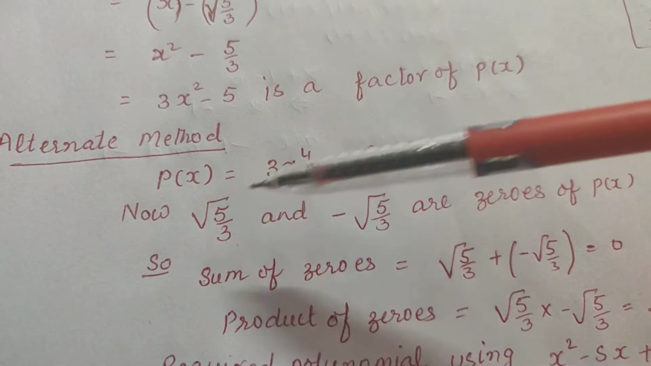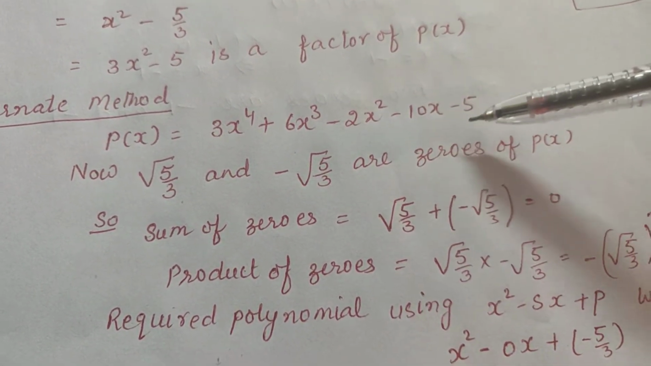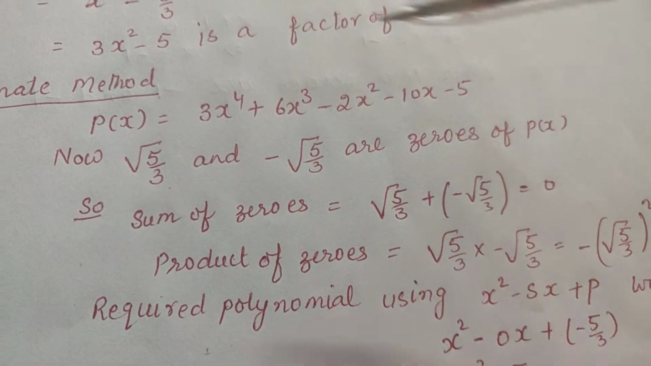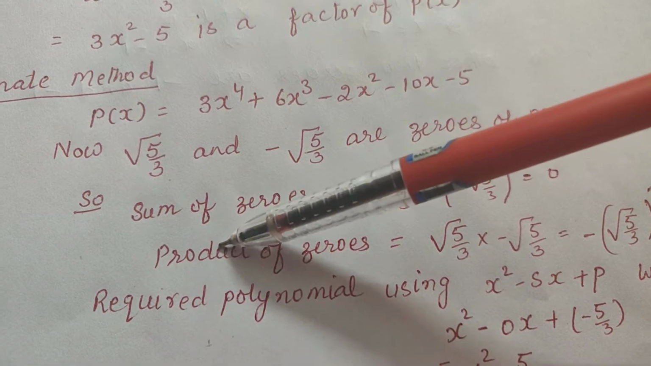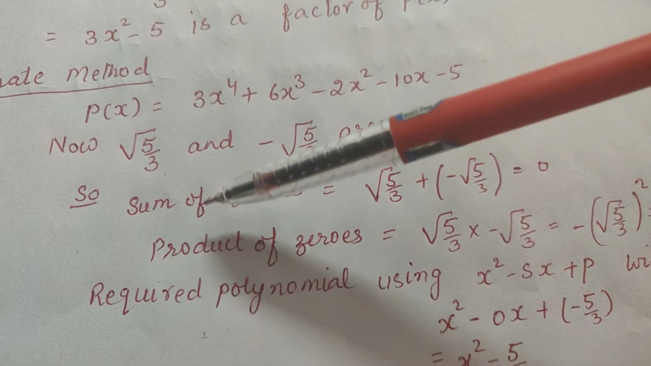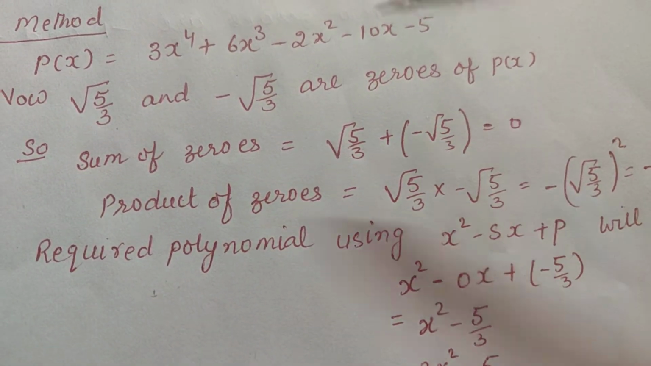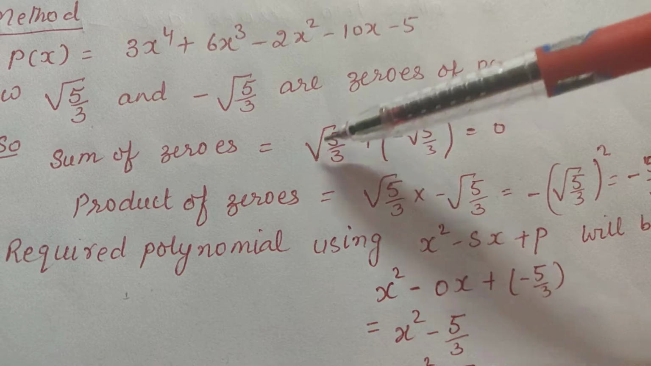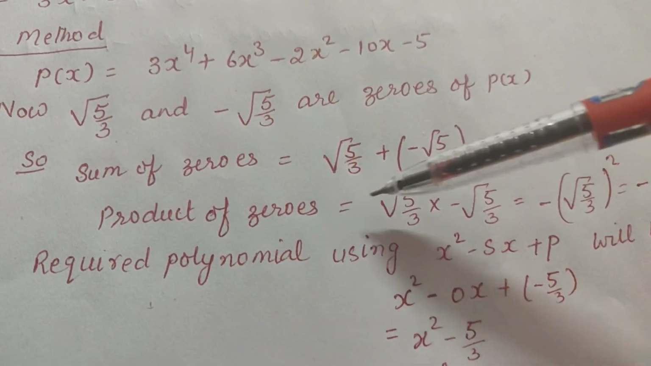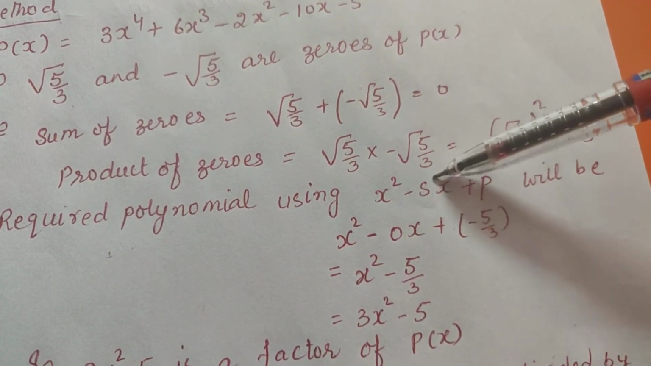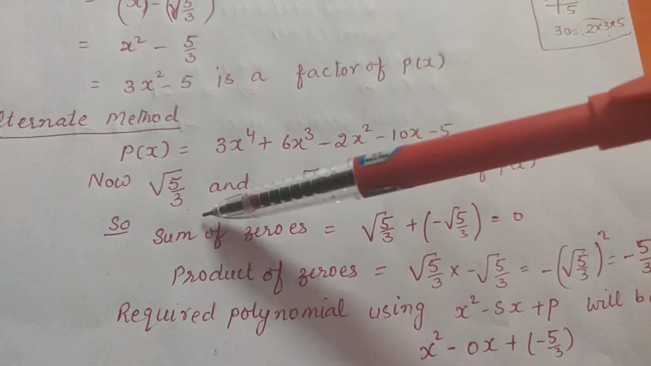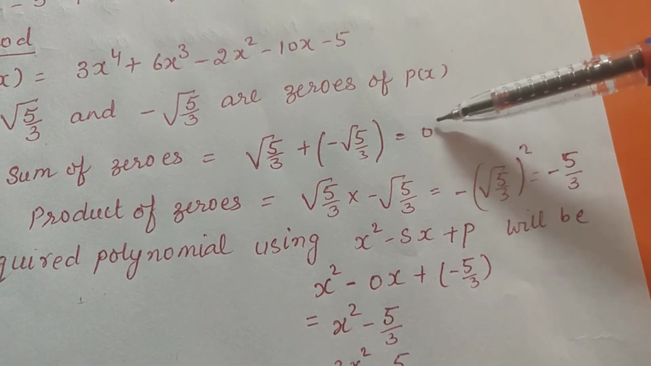That this was your p(x), 3x raised to the power 4 plus 6x cube minus 2x square minus 10x minus 5. And you were given these two are zeros. When these two are zeros, then to find the polynomial which will be a factor of this, what have I done? I have taken the sum of zeros. Sum of these two, root 5 by 3 plus minus root 5 by 3 is equal to 0. And then I have taken the product of zeros. Root 5 by 3 into minus root 5 by 3. So I got minus 5 by 3. So this is the product of these two zeros, and this is the sum of these two zeros.